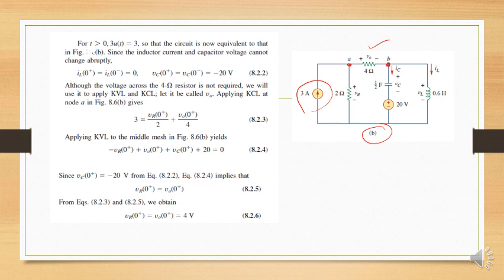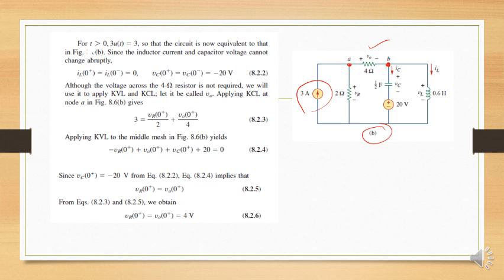So what would be? 3 is equal to VR of 0 divided by 2 plus V0, this one, divided by 4. If you would solve it by using simple nodal equations, you have to increase a step over here, right? Remember what we would do in simple nodal analysis. Now apply KVL to the middle mesh.